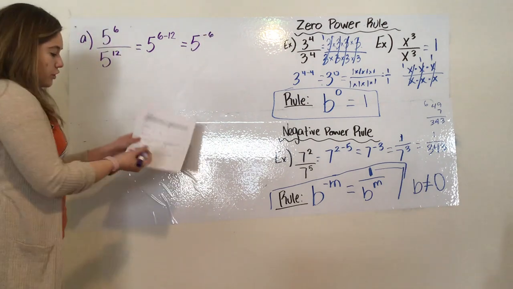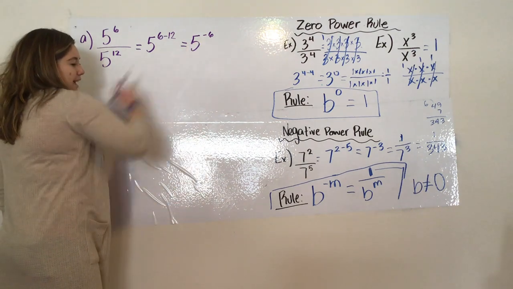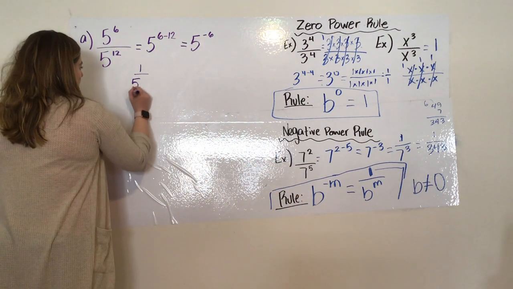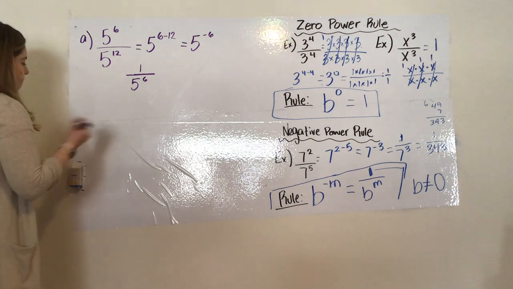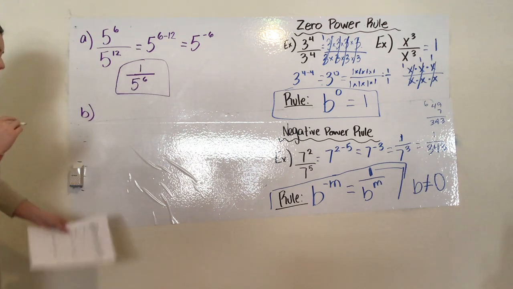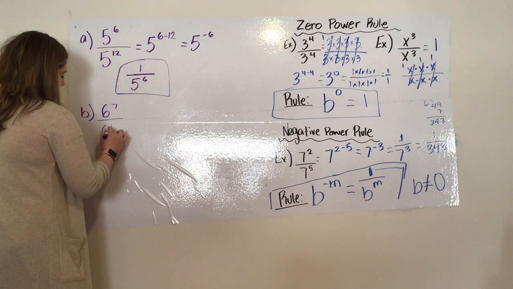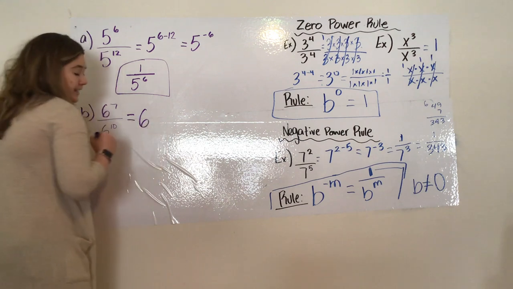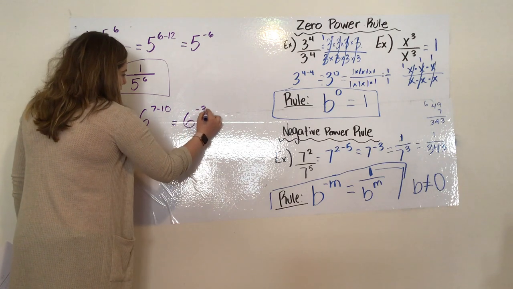If you notice on your try it sheet, it says expressions should only have positive exponents. So again, anything to the negative power can be written as 1 over that power, just positive. Simple as that. So that's our answer. Then we have try it B, where I have 6 to the power of 7 over 6 to the power of 10. Same thing. We are subtracting powers when the bases are the same. So 7 minus 10 will give me negative 3.